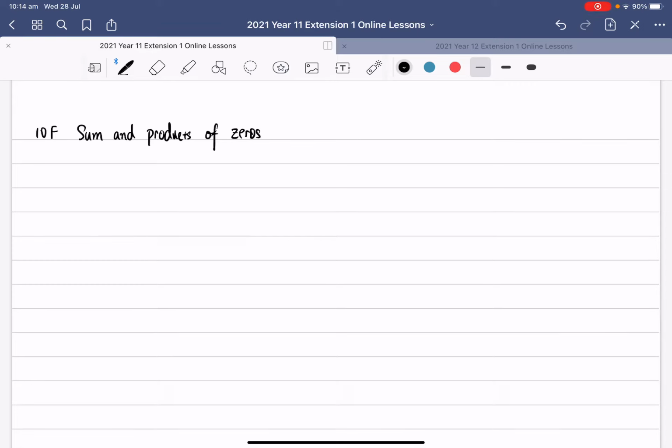Alright, so today we're going to study exercise 10F, sum and product of zeros of the polynomials. We're just going to start with a formula. Firstly, if you look at the zeros, which are the roots of the polynomial equations, the root itself has a relationship with the coefficients of the polynomials. Not really sure if you actually noticed that or not, but there is a relationship there.